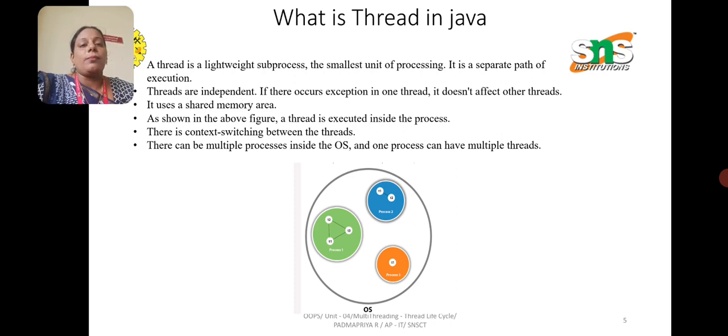As shown in the above figure, a thread is executed inside the process. There is context switching between the threads. There can be multiple processes inside the OS, and one process can have multiple threads.